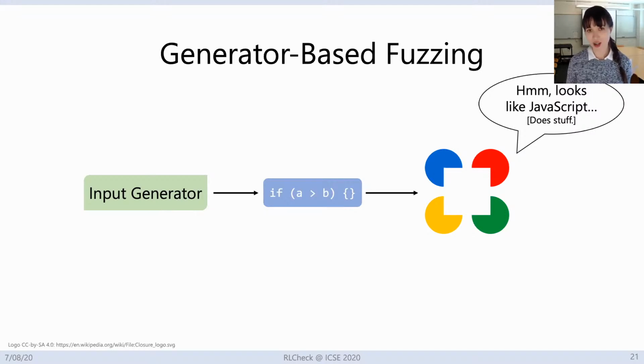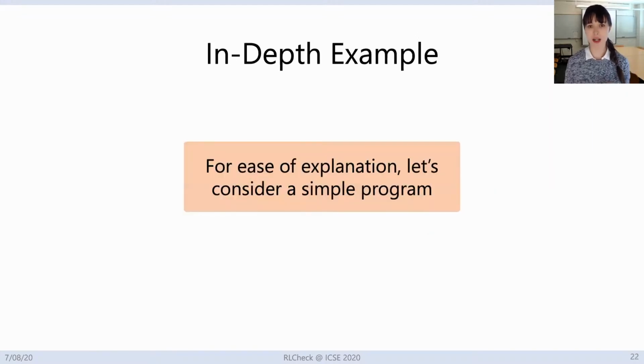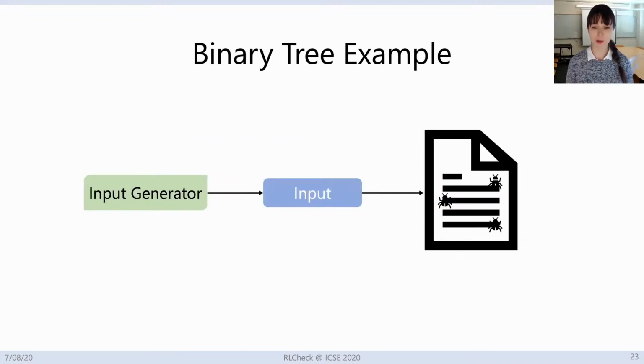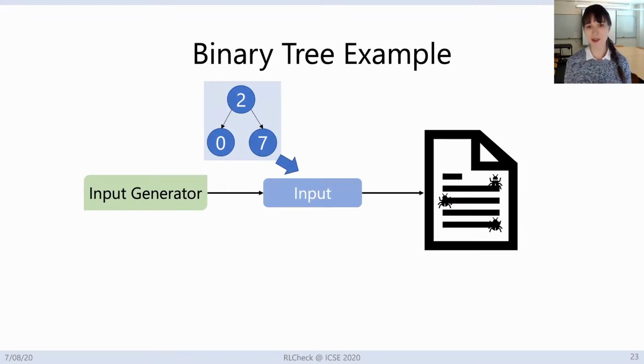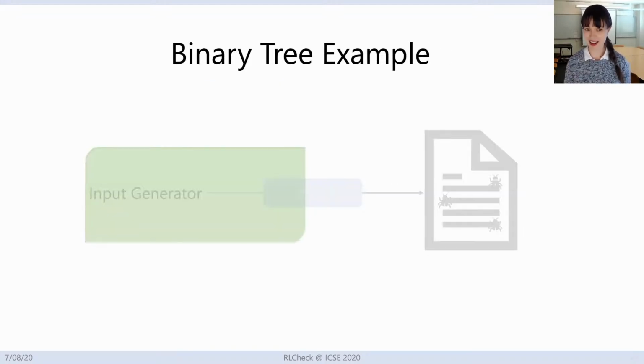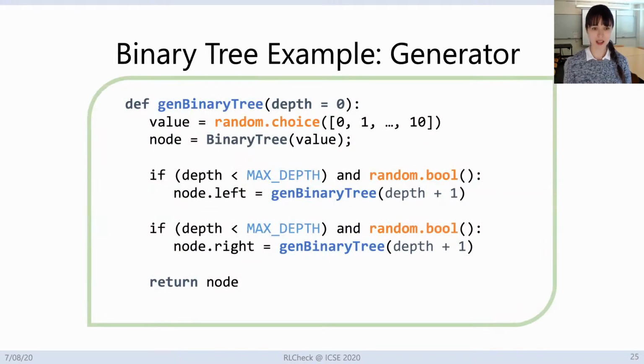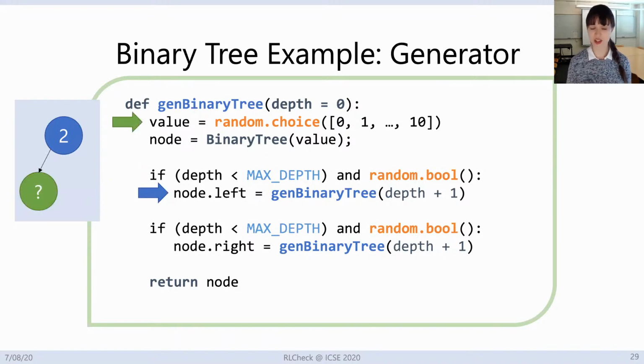Now, to get into all the details of generator-based fuzzing, we're going to look at a much, much simpler example. Let's consider a case where the inputs to our program are binary trees. The reason for this is because I can show you a binary tree generator on a single slide. It may look a little like this. To randomly get a binary tree, we will randomly choose a value to put in the root of the binary tree. Then we'll randomly choose whether to generate a left child. If we do, we might recursively call this function to generate the left child, and so on and so forth for the right child.